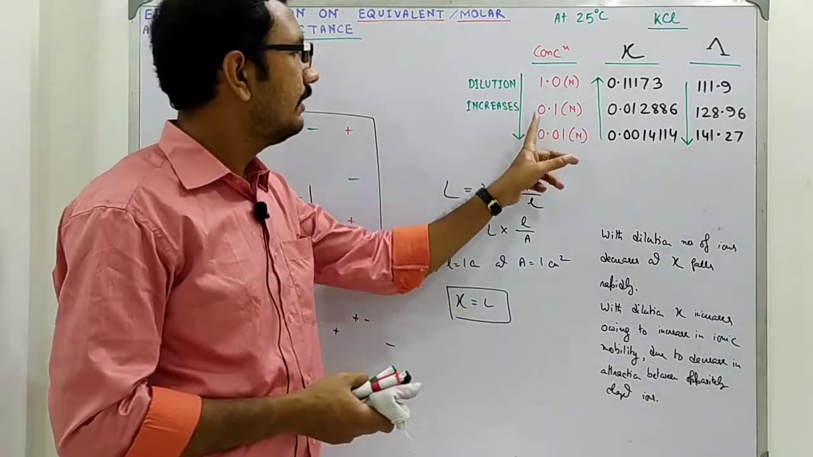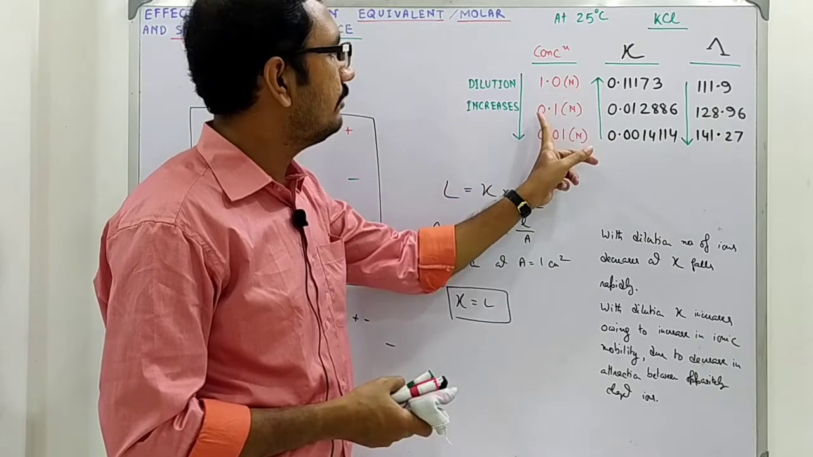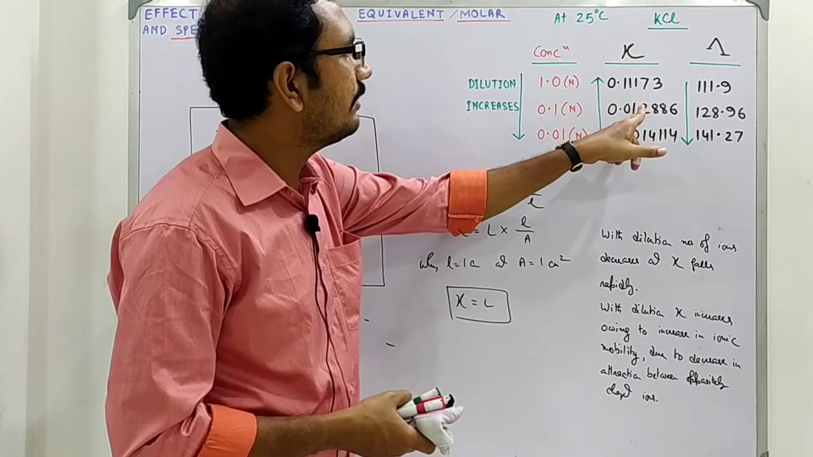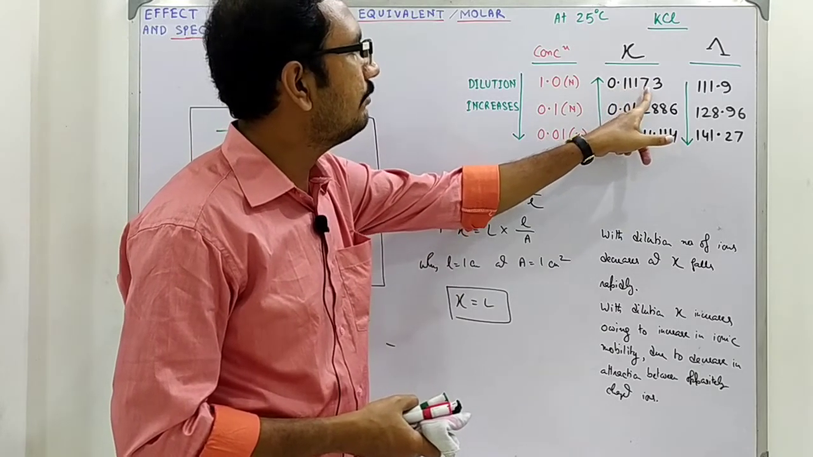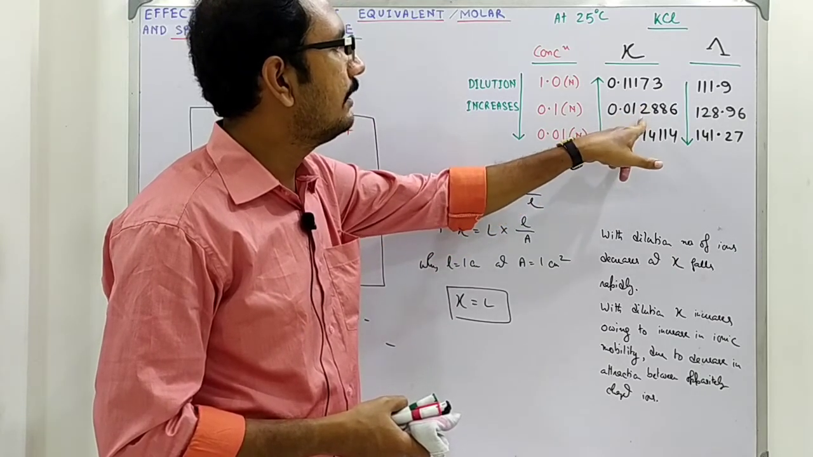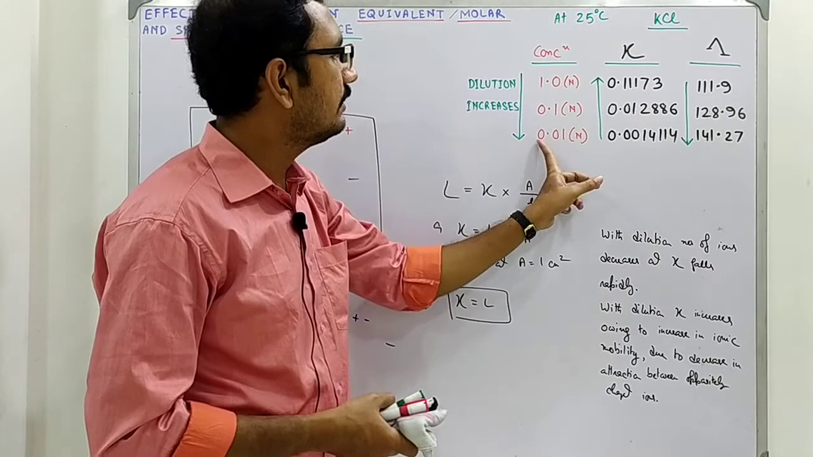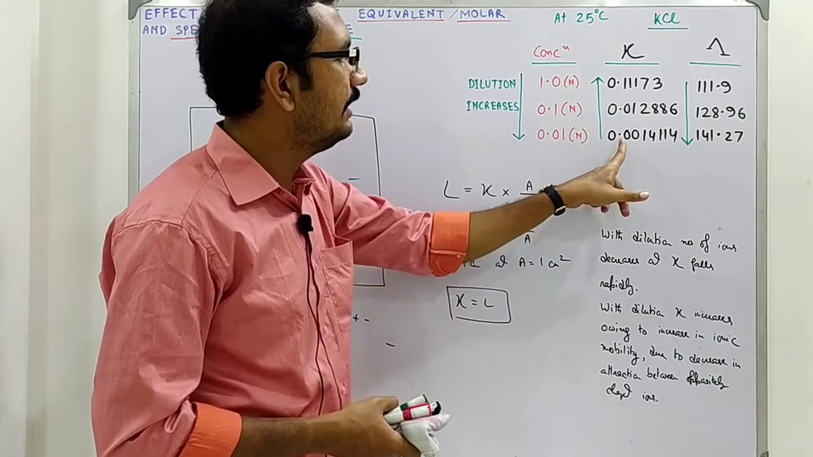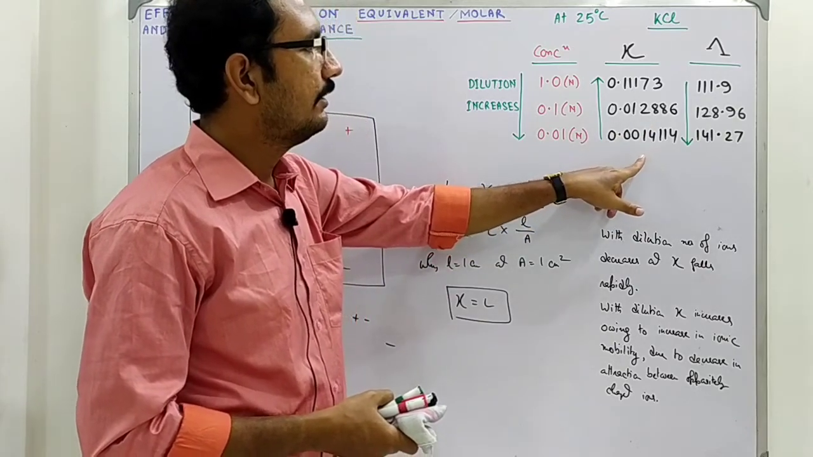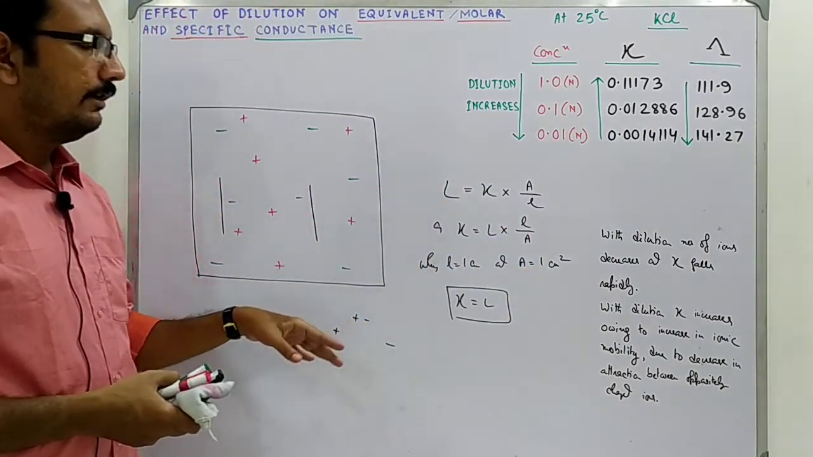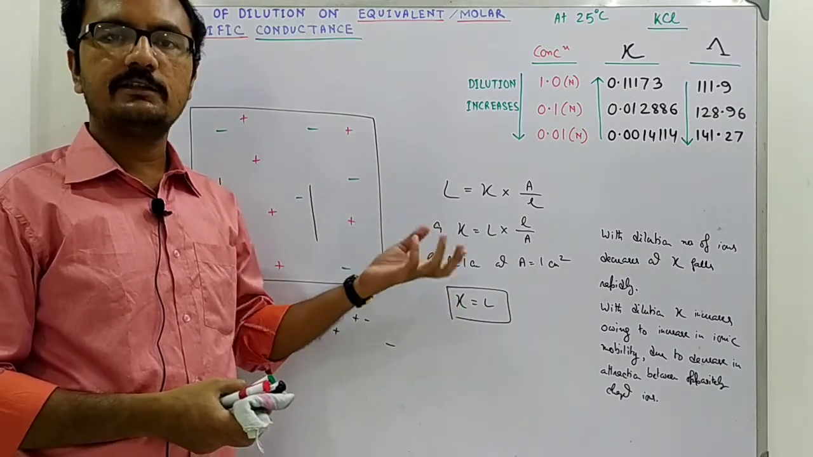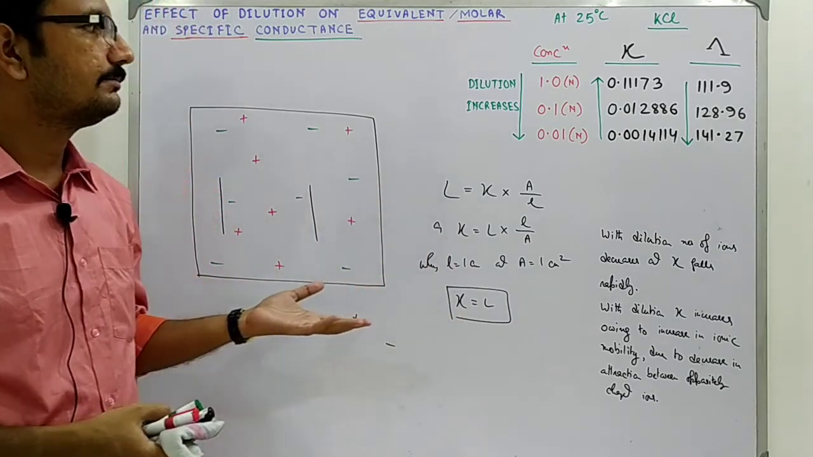So, you see, when you switch from 1.0 normal to 0.1 normal to 0.01 normal, you see the values of specific conductance. It is 0.11173 and this value 0.01. So, it is of lesser value compared to this one, and for this concentration 0.01 normal, 0.0014. So, it is even smaller. So, this is the reason why specific conductance falls with increase in dilution, that is decrease in concentration.